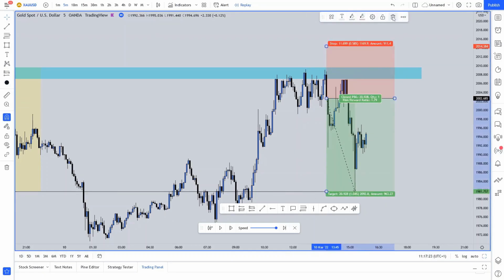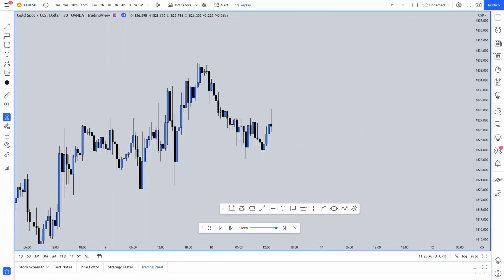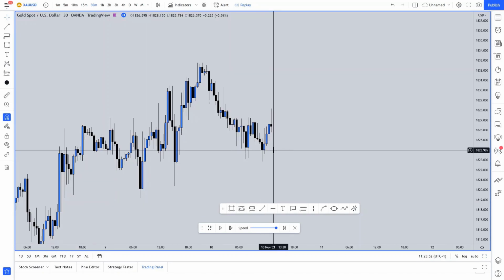Really simple, as I've explained. So that is example number 1. I'm going to show you a few more now. Okay, this next example is CPI from the 10th of November, and this is just before the news.